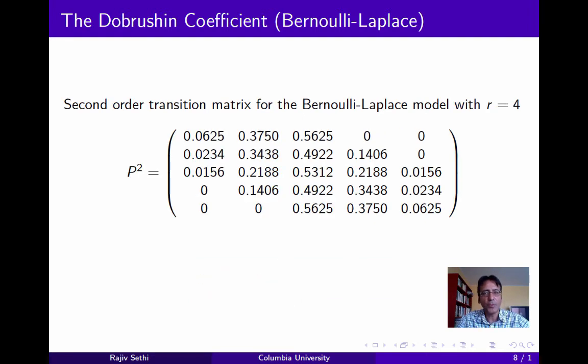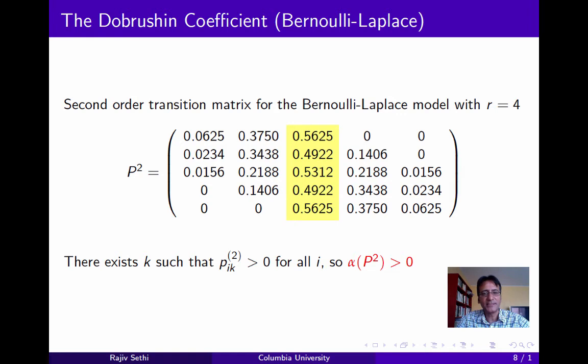But if you look at the same model, but second order transitions, you see that the Dobrushin coefficient in this case cannot be 0. And that's true because if you look at the third column, every entry is positive. So for any pair of rows, you're going to get a positive number when you reach the third column.